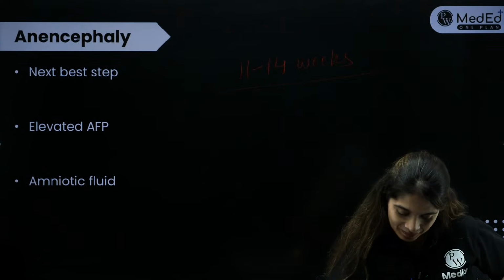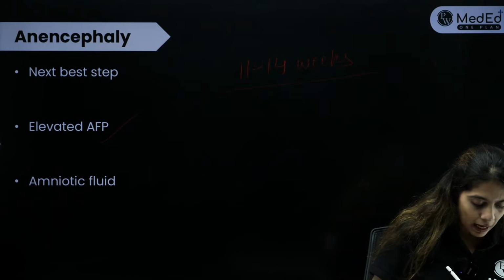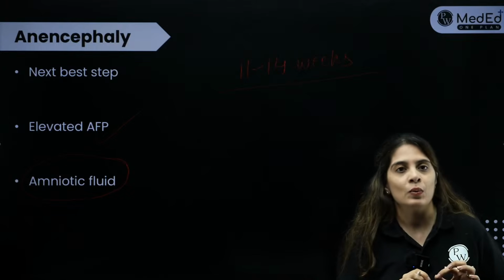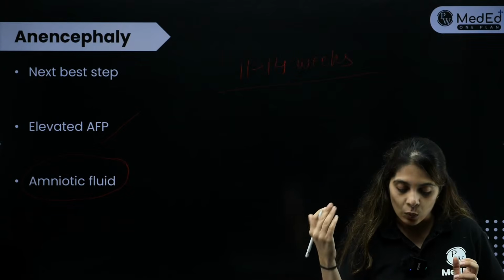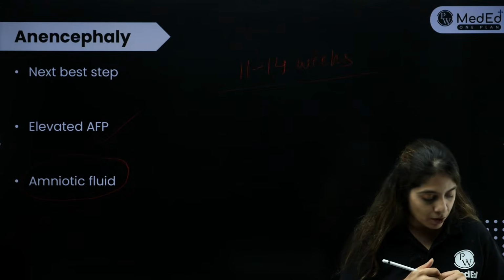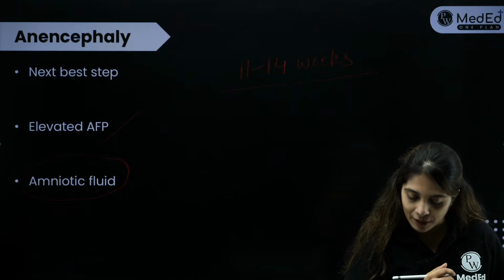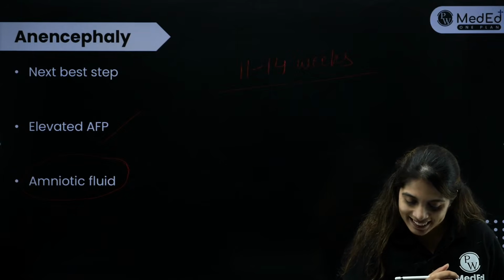So yeah. So let us now talk about the elevated AFP. I have already told. Now what happens to amniotic fluid when it comes to anencephaly? Will it be increased? Will it be decreased? Okay, this is again an easy one. What will happen to the amniotic fluid? If someone wants to write it down in the comment, I will wait for 5 seconds.